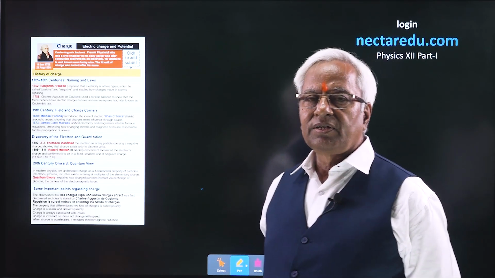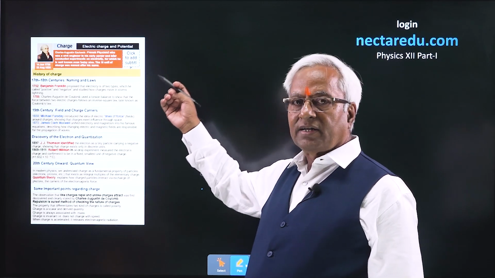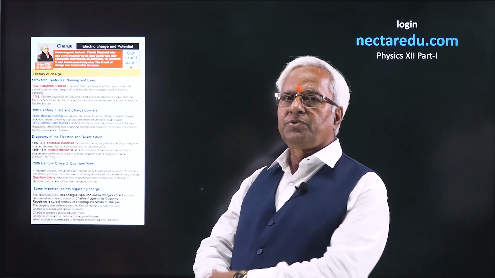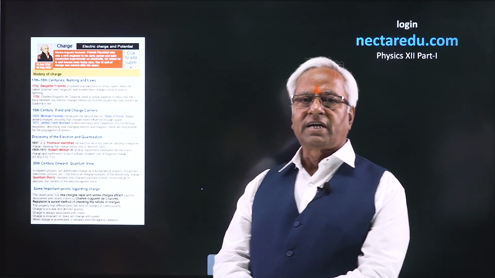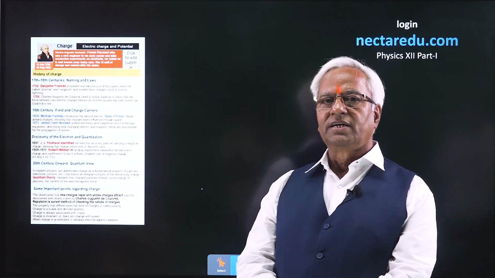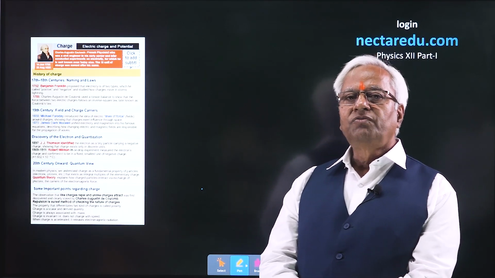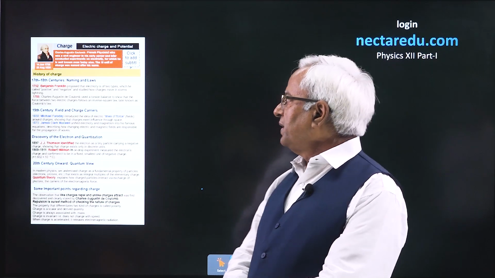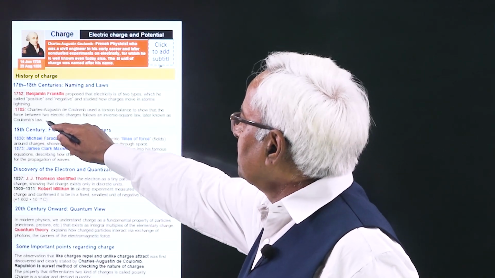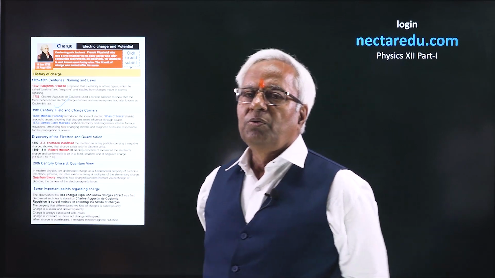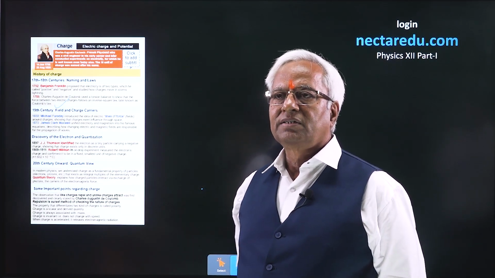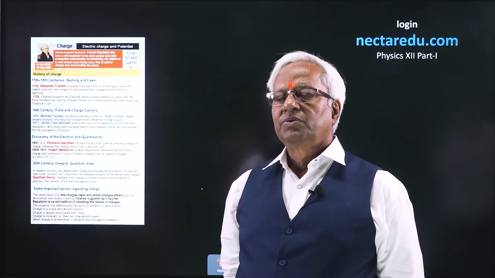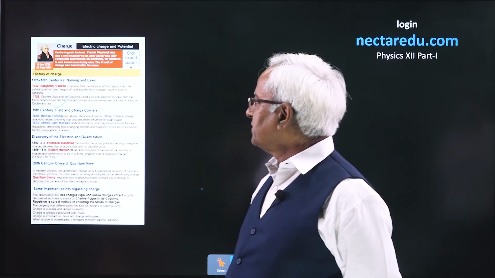Now, as far as the historical points are concerned regarding charge, first of all, we have to quote the name of Franklin, who basically introduced the types of charges. He was a scientist who told that charges are of two types. And then the number comes that of Coulomb, who finally said that because of the torsion balance method, he could find the value of charge, the inverse square law. He was the person to establish it.